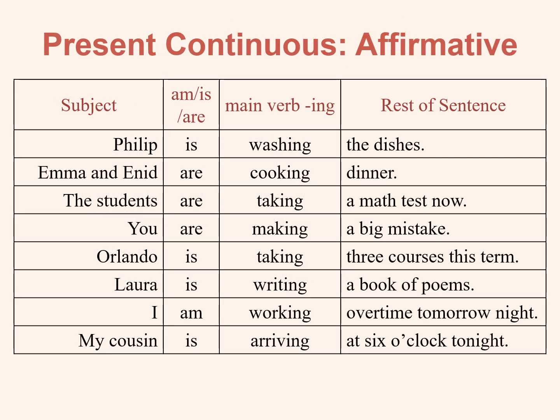The present continuous is formed by adding some form of the verb be in the present, that is, am or is or are, plus the main verb in the ing form, technically the present participle form. So you need two words for the present continuous verb. You need am or is or are plus the main verb with the suffix ing.